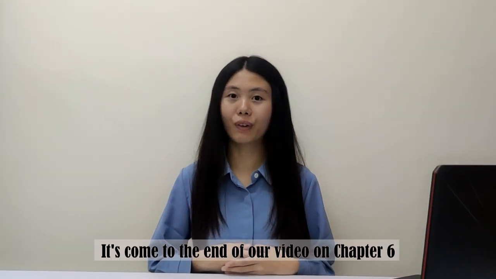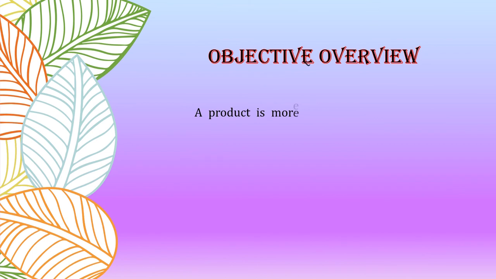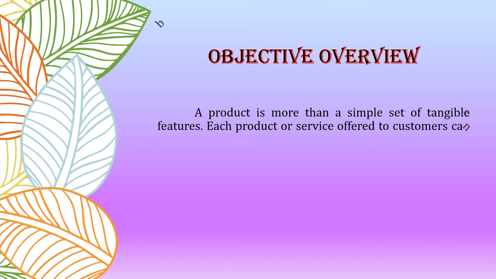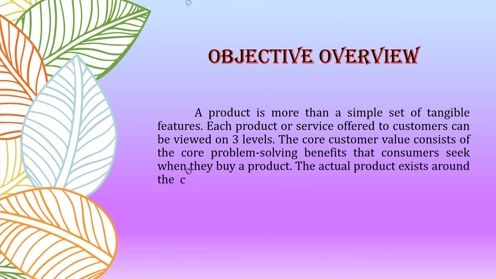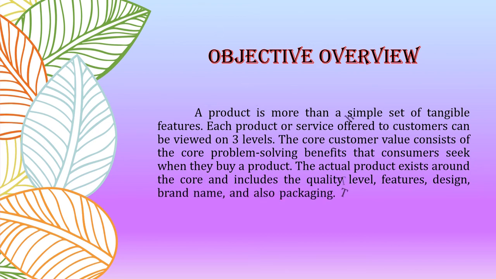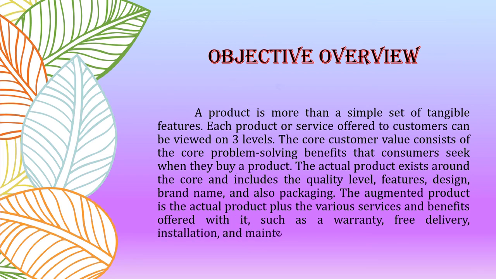It has come to the end of our video on chapter 6. Let's have an objective review for this chapter. A product is more than a simple set of tangible features. Each product or service offered to customers can be viewed on three levels. The core customer value consists of the core problem-solving benefits that consumers seek when they buy a product. The actual product exists around the core and includes the quality level, features, design, brand name, and also packaging. The augmented product is the actual product plus the various services and benefits offered with it, such as a warranty, free delivery, installation, and maintenance.